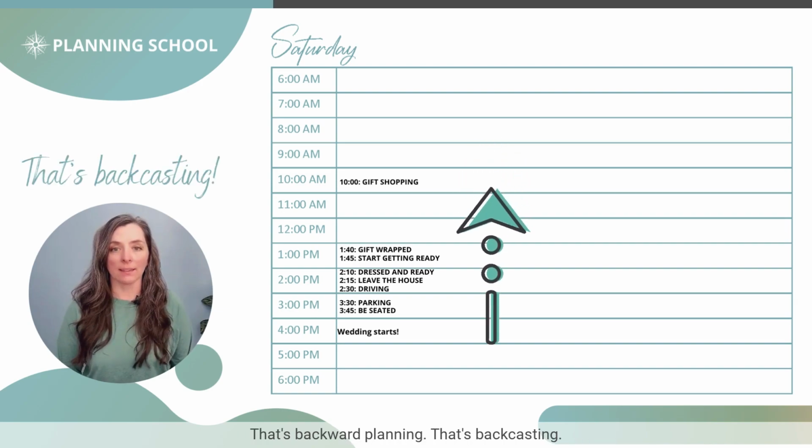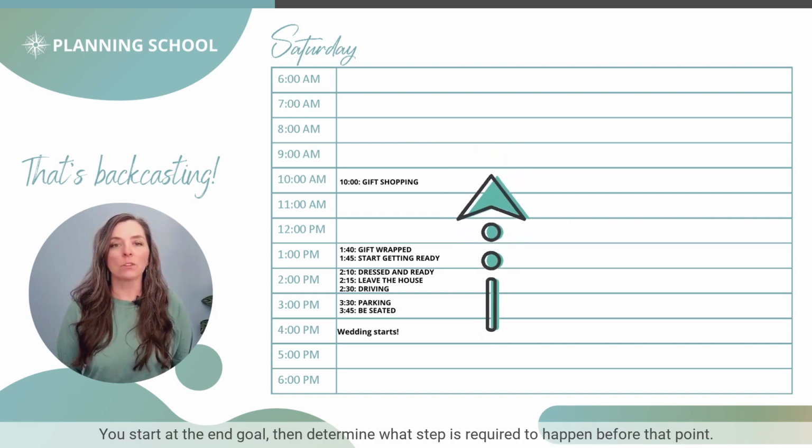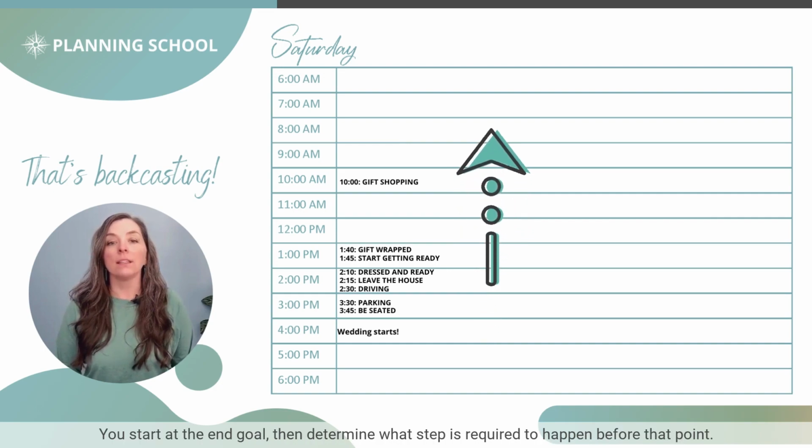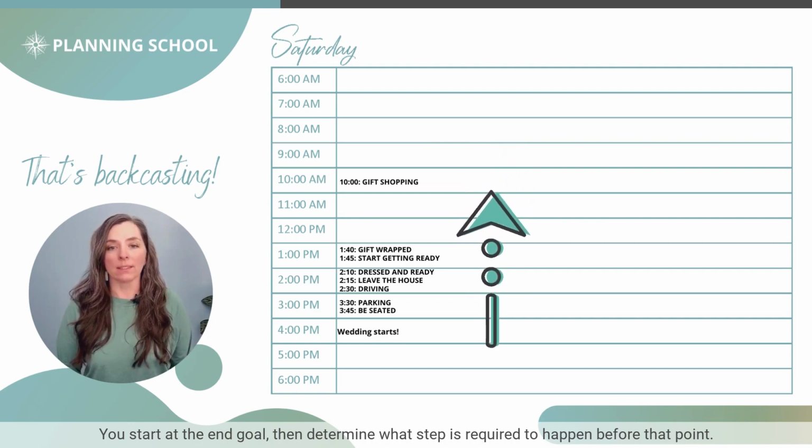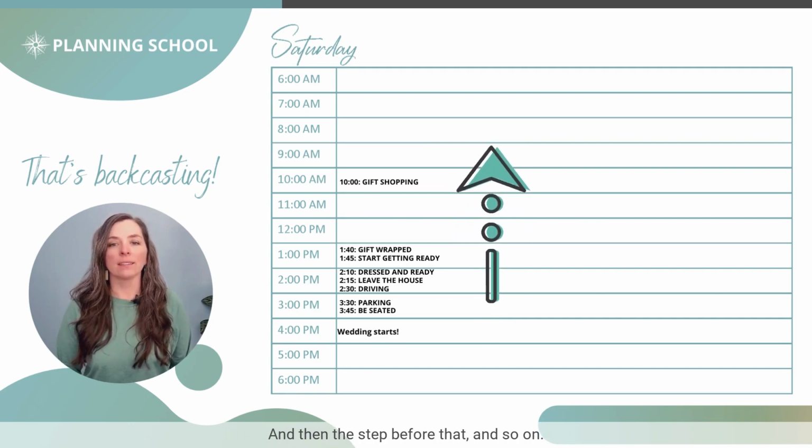That's backwards planning. That's backcasting. You start at the end goal, then determine what step is required to happen before that point, and then the step before that, and so on.